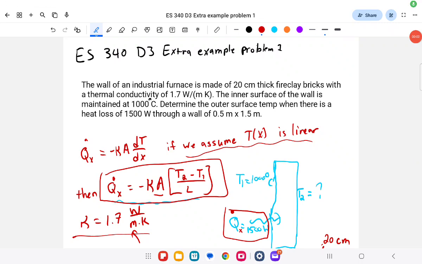Hello and welcome once again for another thermodynamics example problem. This one will be dealing with thermal conductivity. Okay, so I'll start with the problem.